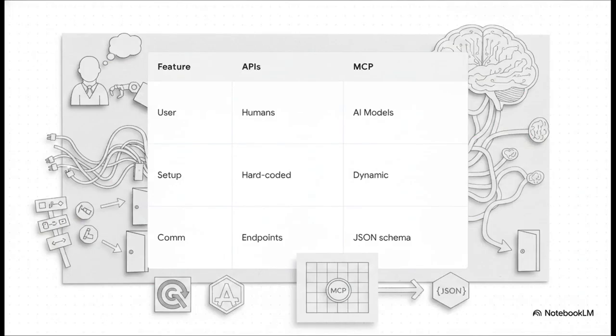Let's look at the pros and cons of both approaches. For traditional APIs, the major pro is that they're highly precise for standard software. But the con for AI? They're incredibly messy, inconsistent, and require custom code for every tool.